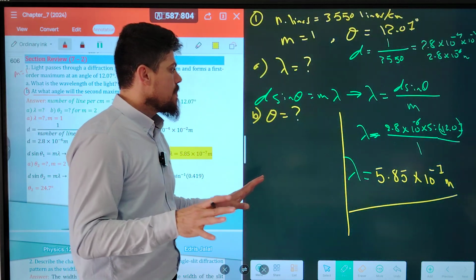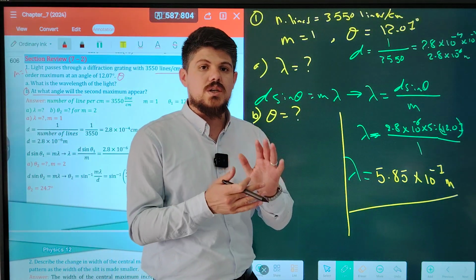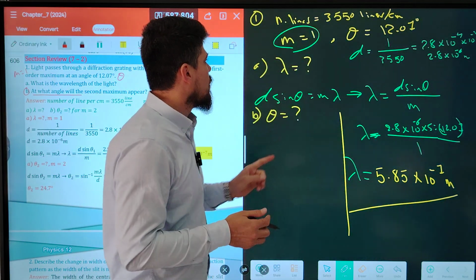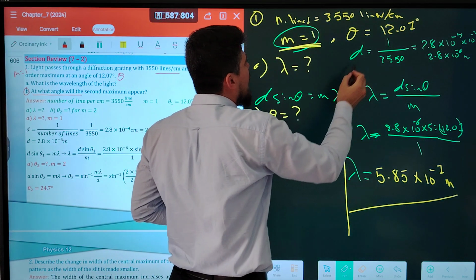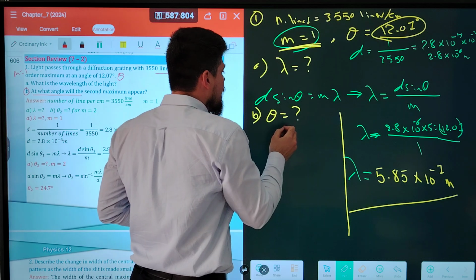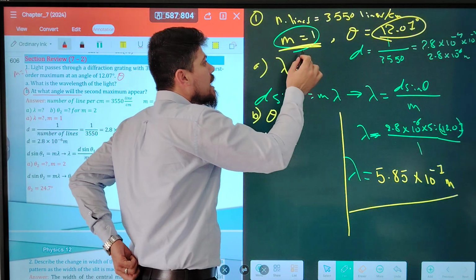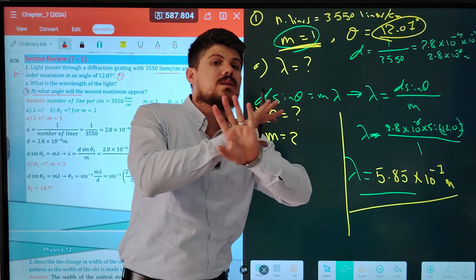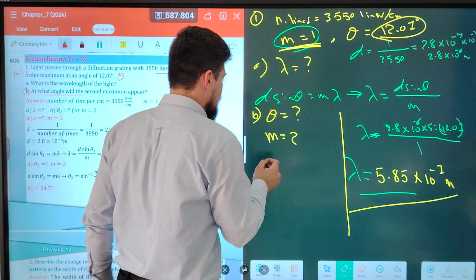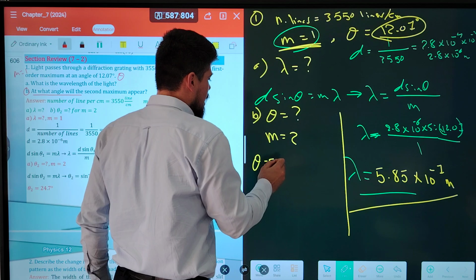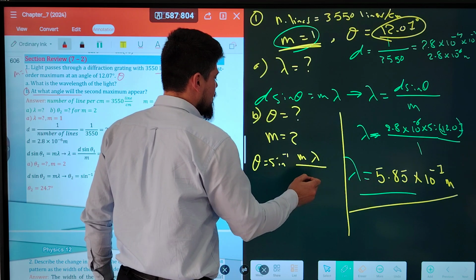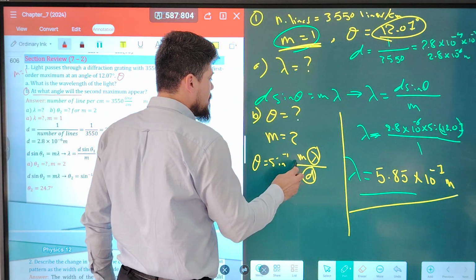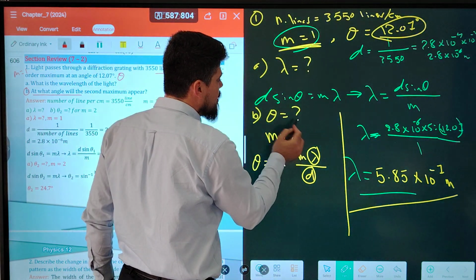Look at this question, guys. In this question, the wavelength doesn't change when the order number changes. For branch A, m is equal to what? 1. When m is equal to 1, the angle is equal to 12. But when m is equal to 2, the angle should be more than 12, at constant wavelength. The wavelength doesn't change. We can use the same wavelength. Look, theta is equal to sine inverse m lambda over d. In this question, lambda is constant, d is also constant, but m changes from 1 to 2.